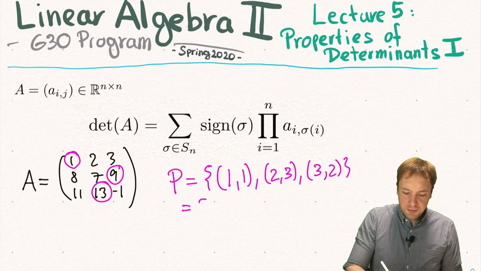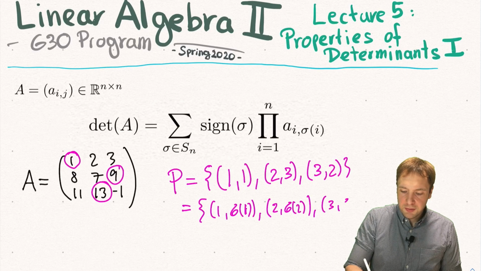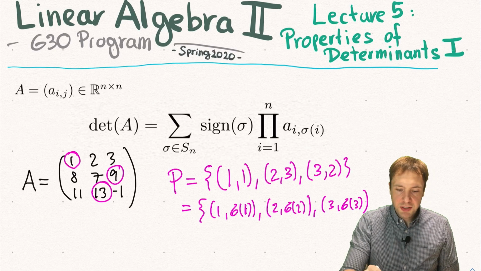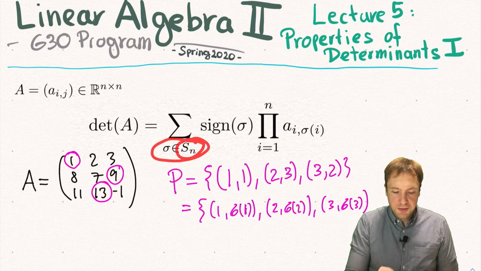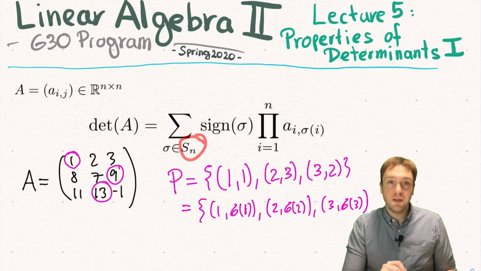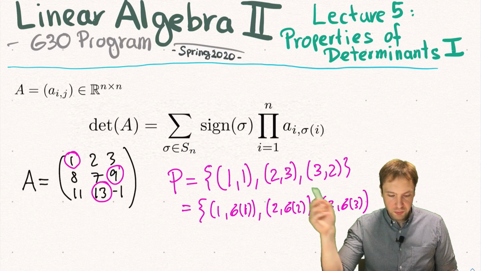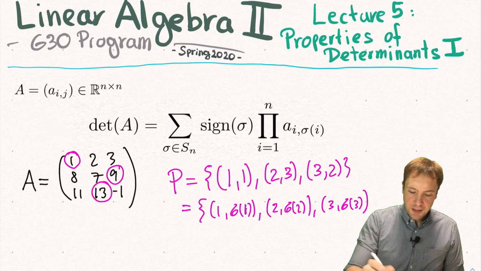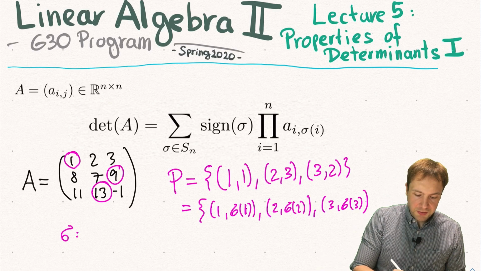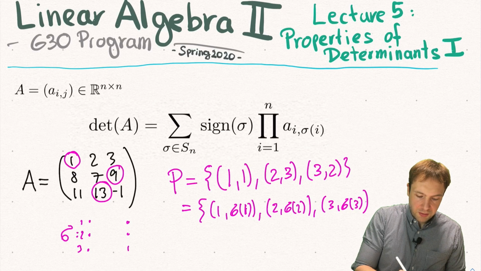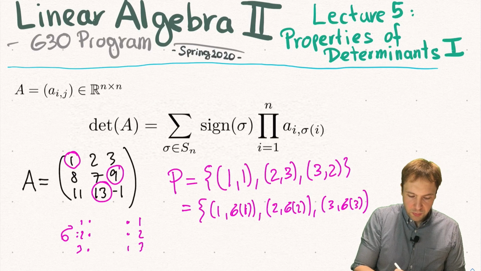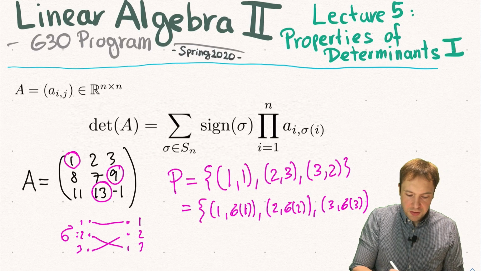And this gave us some permutations, which we denote by sigma. So this is 1 sigma 1, 2 sigma 2, 3 sigma 3. And permutations were elements in this set Sn, which were all bijective maps from the set 1 to n to 1 to n. And in this case, this map sigma is the map which sends 1 to 1, 2 to 3, and 3 to 2.